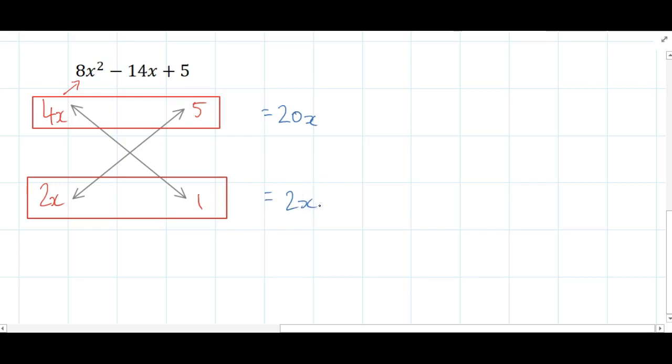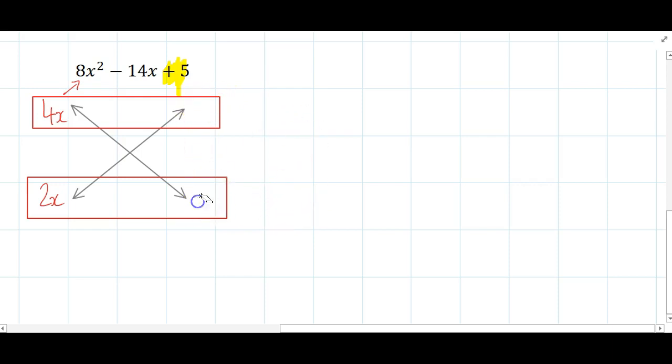Okay, so if you add those together, you're not going to get negative 14x. For starters, another thing you might want to consider is that the last term is positive 5, and the middle term is negative 14. So I think somewhere you're going to have a negative in here. In fact, they're probably going to have to be both negatives. Okay, so that's something to consider. So let's just erase those, and we'll try again.